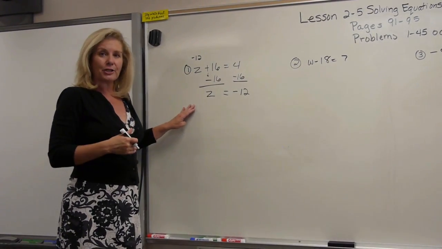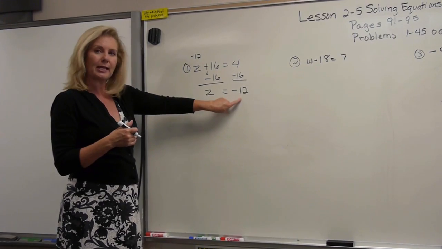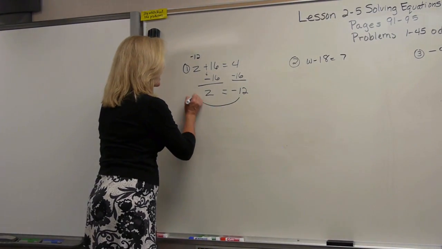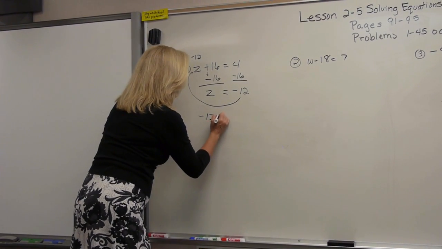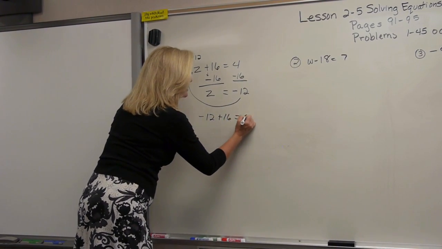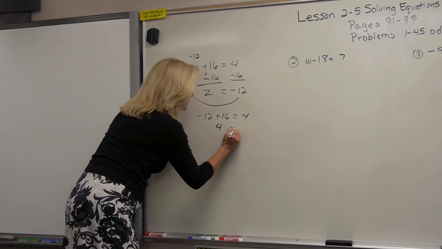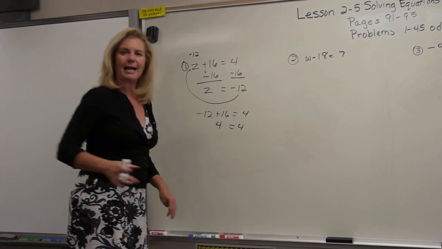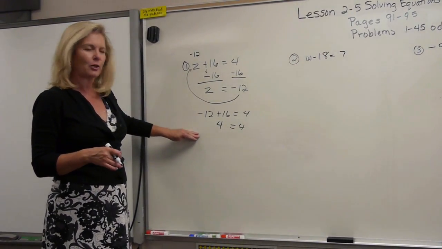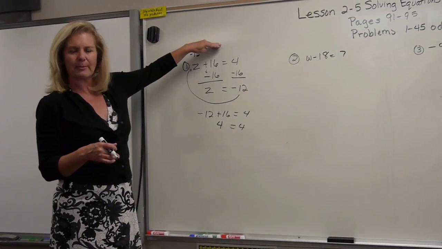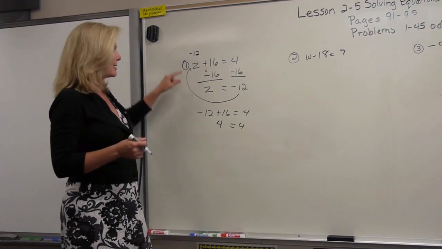Now, I want to make sure that that answer is correct. And so all I need to do is substitute the number that I got back into the place of the variable. So I'm going to take negative 12 plus 16. I know that this has to equal that because it's an equation. If I get it so that they're balanced, I know I'm correct. So the last step of solving any equation is you want to substitute the value back in to make sure it actually works.